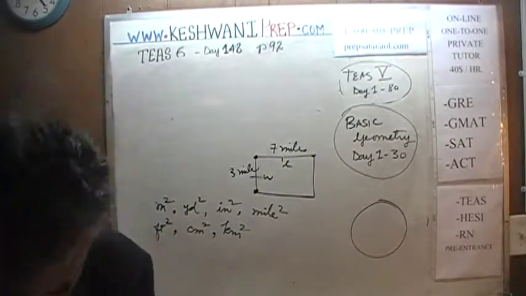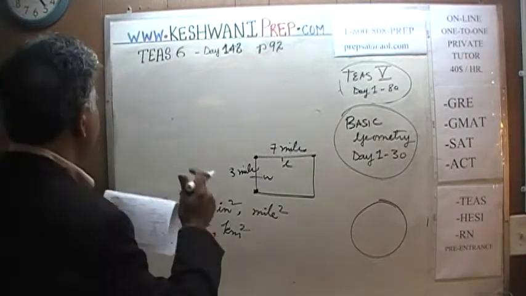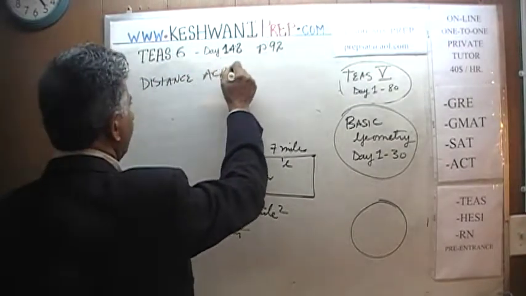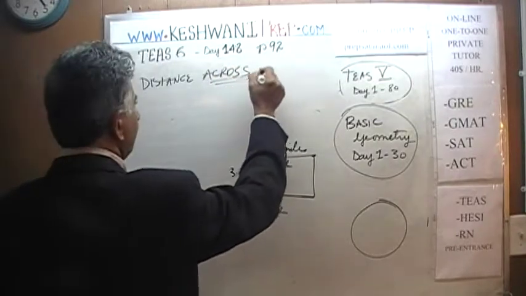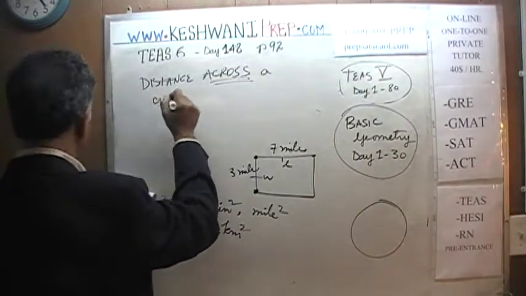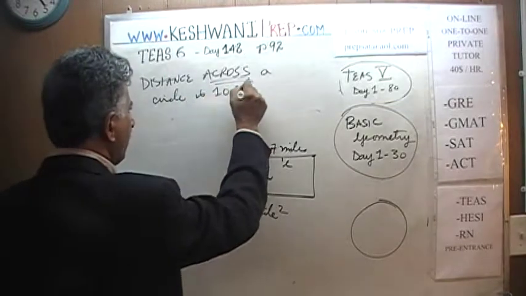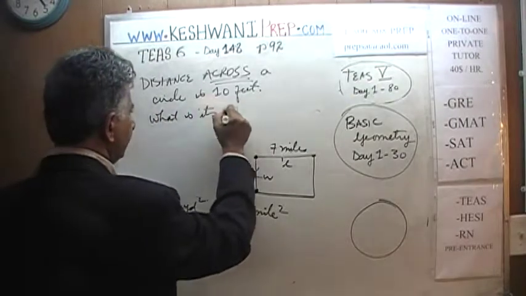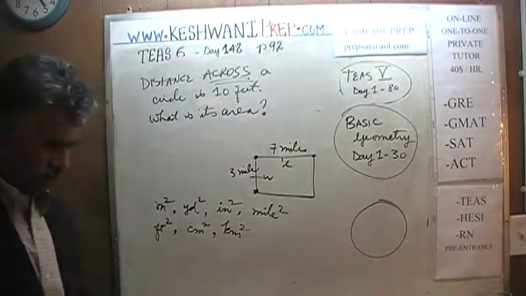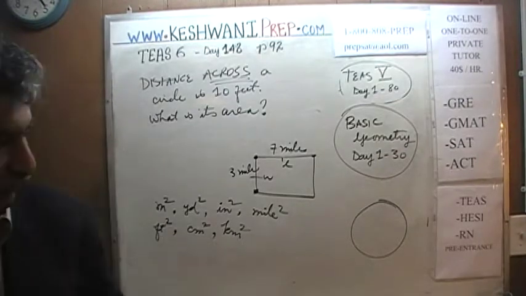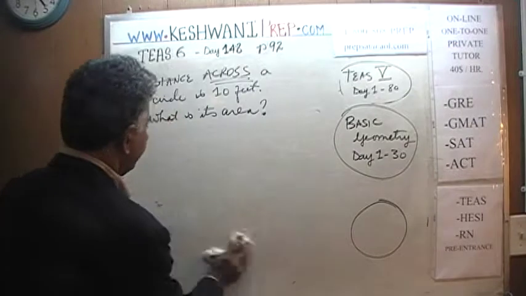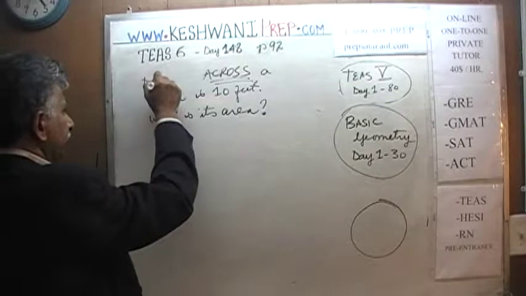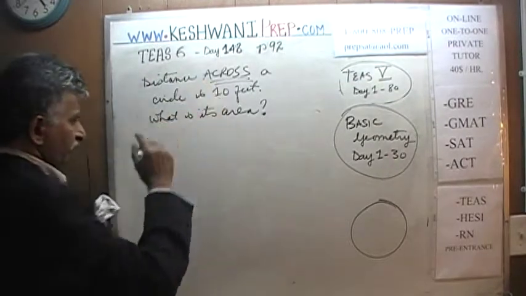Here's what we are told. We are told that the distance across a circle is 10 feet. Question is, what is its area? What is the area of this particular circle if we are told that the distance across it is 10 feet? Now I meant to make only this word capital, not this word, because the emphasis is on this concept, across.